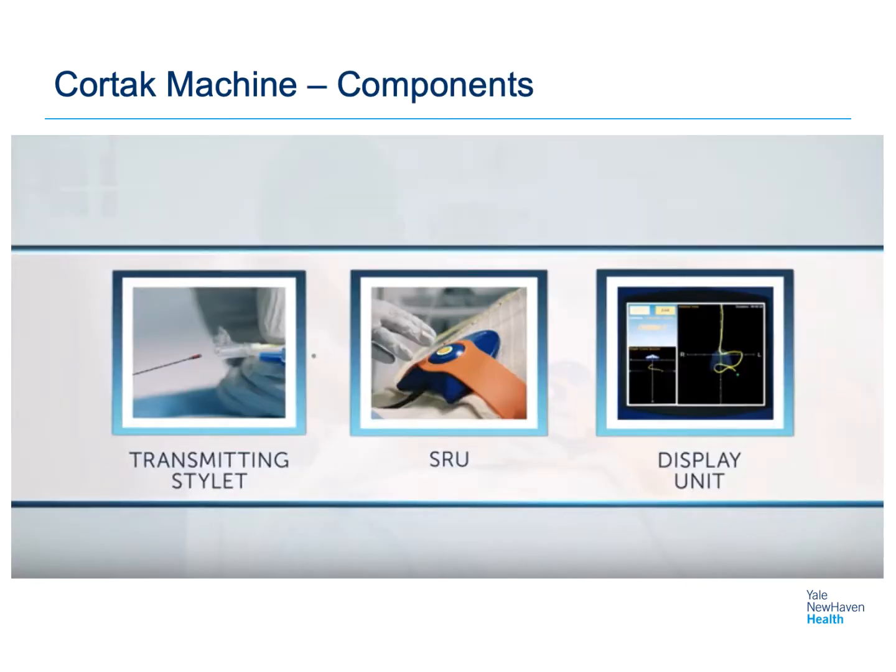This is just another reminder of the components of that. There is a transmitting stylet that's physically in the tube while you're placing it. There is a device that goes onto the patient's stomach and chest that relays that information back to the screen, and then the display unit is there as well. And we're going to talk a bit more about the tracings on that display unit.